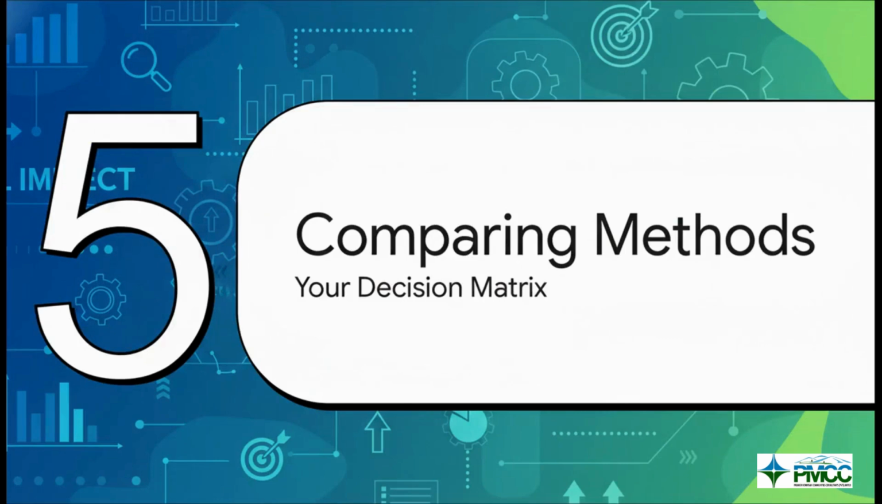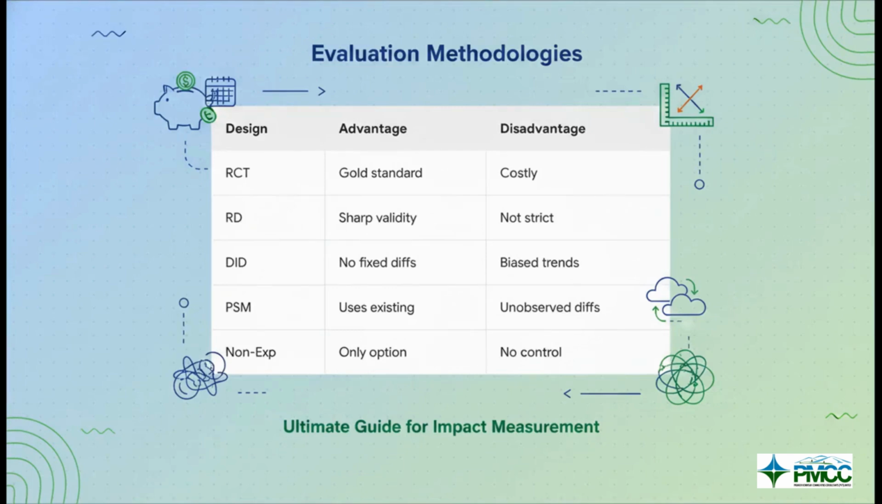Section 5, Comparing Evaluation Methodologies, Your Decision Matrix. I know we've covered a ton of theory today, so let's pull it all together into a practical cheat sheet for your next project. Consider this table your ultimate survival guide for impact measurement. The main takeaways? Use RCTs whenever you have the budget and can plan ahead. Rely on regression discontinuity when you have strict point-based criteria. Go with difference in differences when you have solid baseline data. Fall back to matching when you only have end-line data to work with. And reserve non-experimental designs for when complex, nationwide realities force your hand.